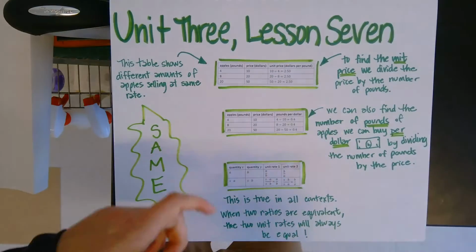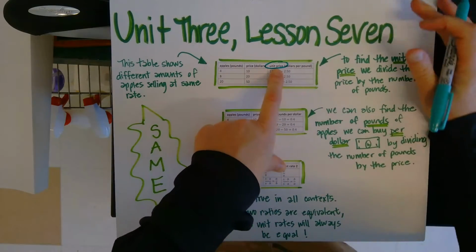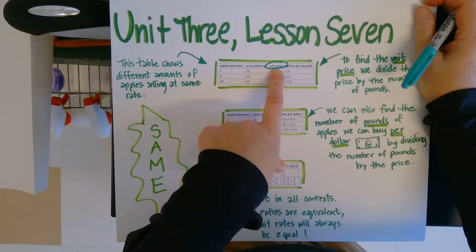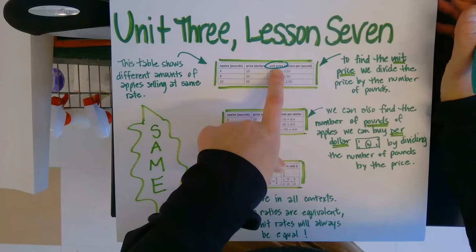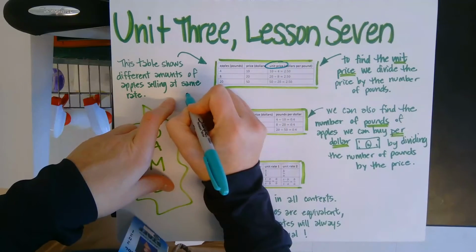So remember, to find the unit price, that's our dollars per pound, which is probably the most useful unit rate when you're looking at pounds of something that you're purchasing, we're going to divide the price by the number of pounds. And I always write it, as you guys know, like this.